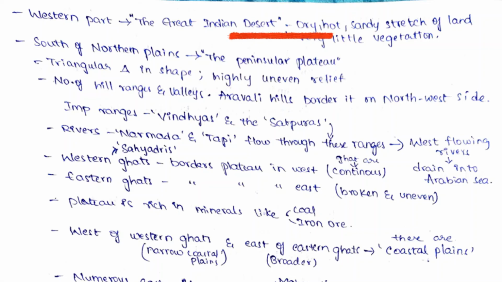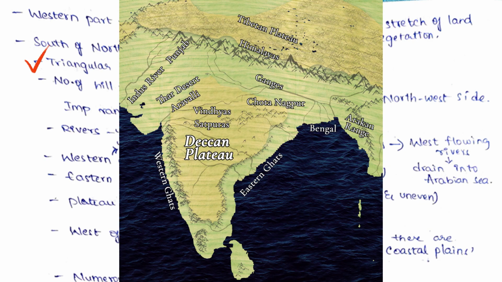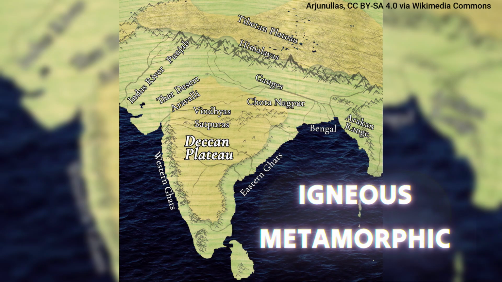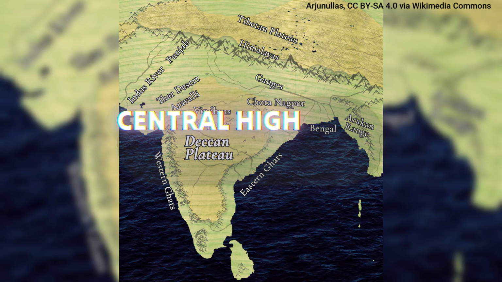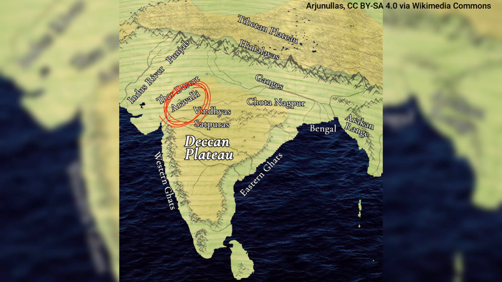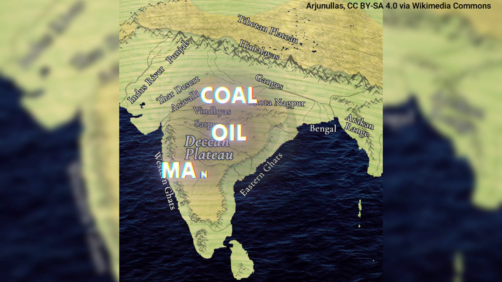Below the plains lies the Peninsular Plateau, a triangular-shaped landmass. It is the oldest landform of India, made up of hard igneous and metamorphic rock. It consists of two parts, the Central Highlands and the Deccan Plateau. The Central Highlands are between the Aravalli Range and the Chota Nagpur Plateau. The Deccan Plateau extends towards the south. This region has several hill ranges like Vindhyas, Satpuras and Western and Eastern Ghats. It is rich in minerals like coal, oil and manganese, making it the industrial backbone of India.